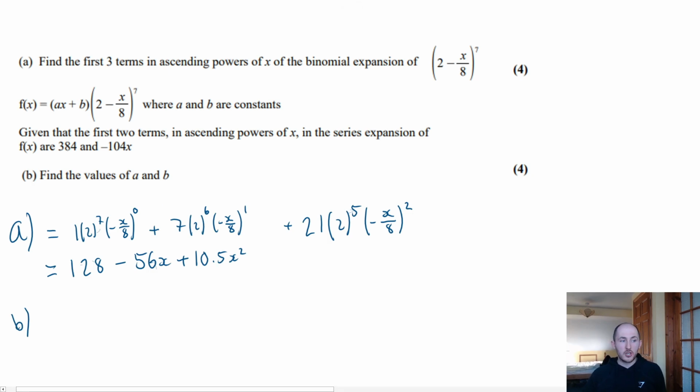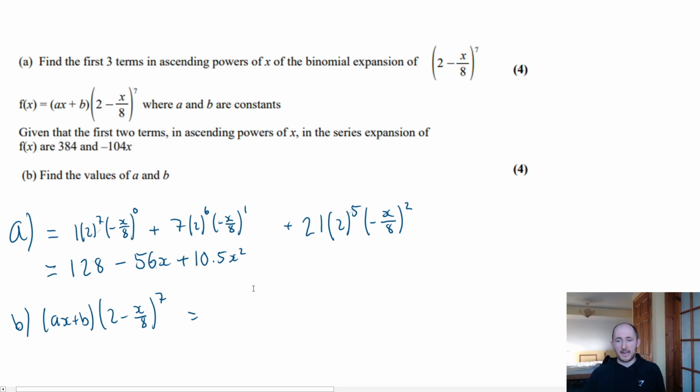But part B looks a bit scarier. And honestly, it sounds a bit scary. So we have f of x is equal to this times this, where a and b are constants. Given that the first two terms in ascending power of x are this and this, find a and b. So what they're trying to tell me is, if we were to expand this truly gargantuan bracket here, we'll get two terms. The first two terms in ascending power of x is 384 and negative 104x.